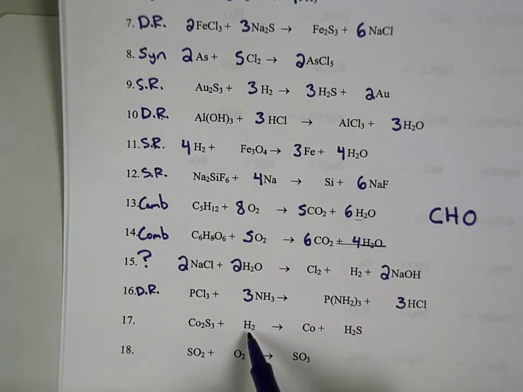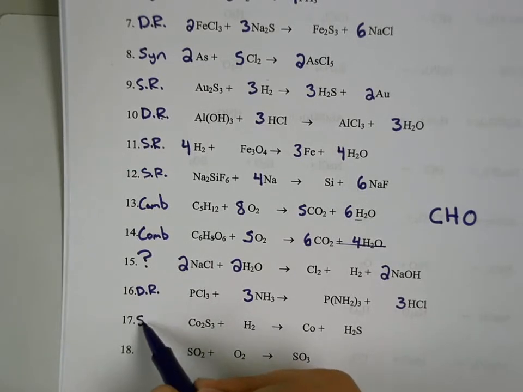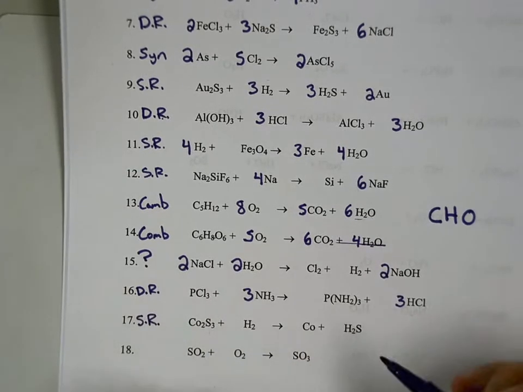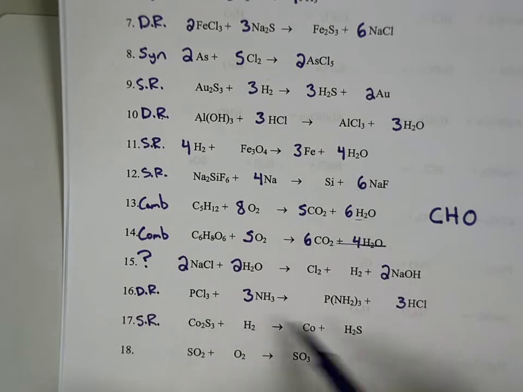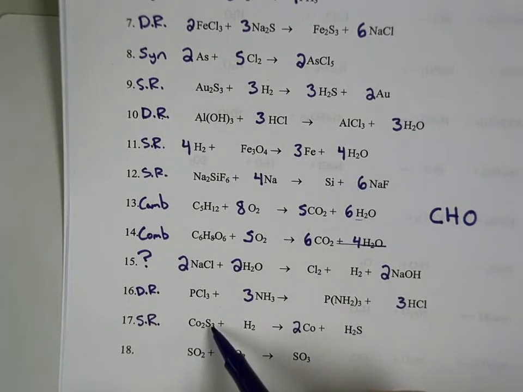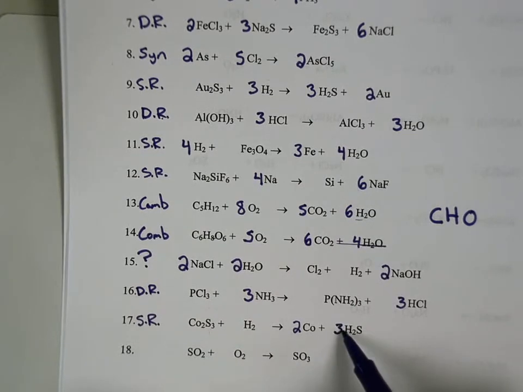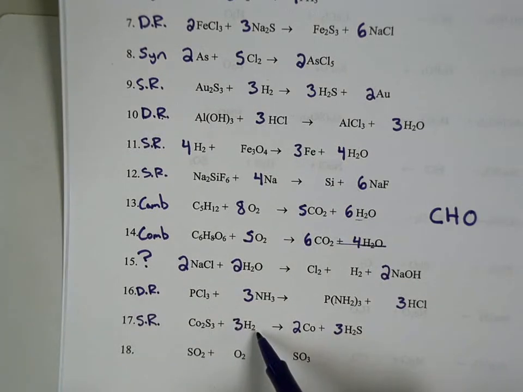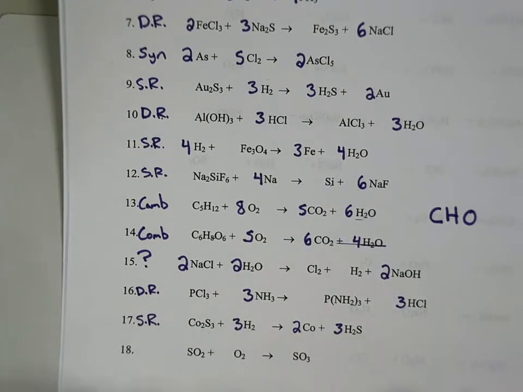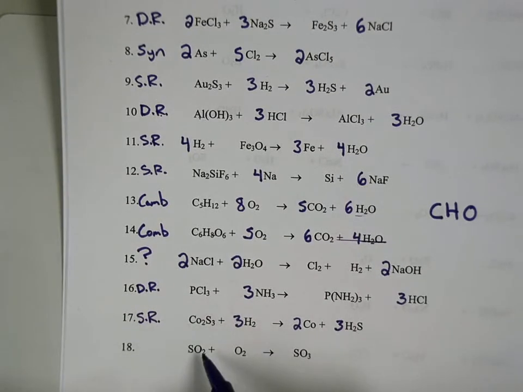17. It looks like we have an element reacting with a compound, and the hydrogen is switching places with the cobalts. This looks like a single replacement again. 2 cobalts on the left. Let's add 2 for now on the right. 3 sulfurs on the left. 3 sulfurs on the right. And we have 3 times 2 is 6 hydrogens on the right. 3 times 2 is 6 hydrogens on the left.